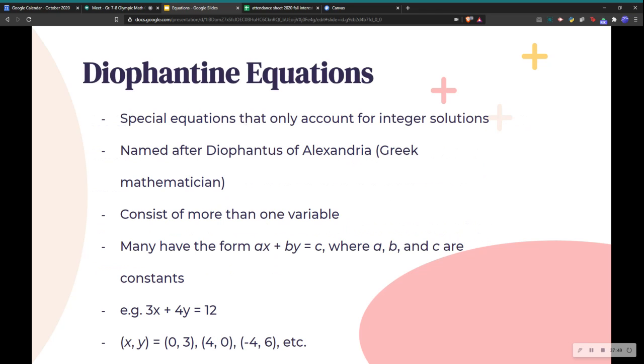Here's something new that you've probably never heard before. It's called Diophantine equations. Diophantine equations are these special equations that only account for integer solutions. And the word Diophantine comes from this famous Greek mathematician named Diophantus of Alexandria. I mean, he might not be famous, but he's a really intelligent mathematician in ancient Greece. So yeah, that's all you need to know about him.